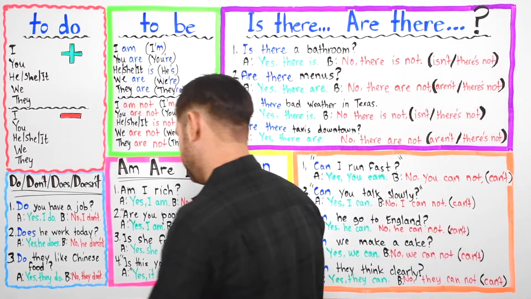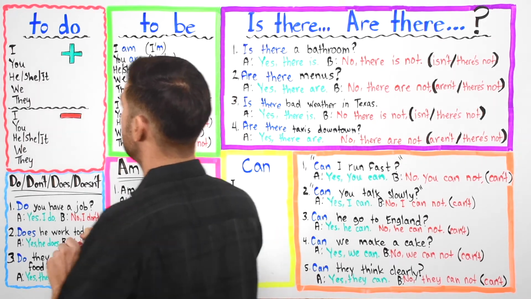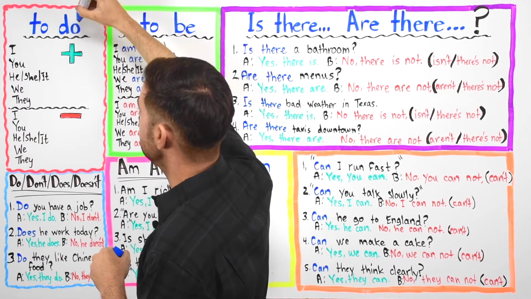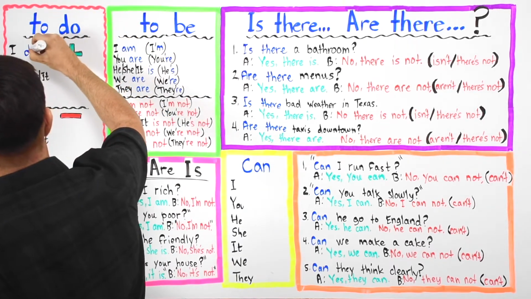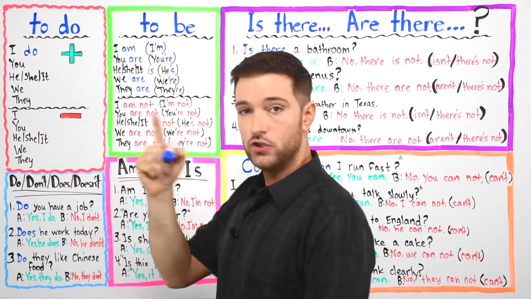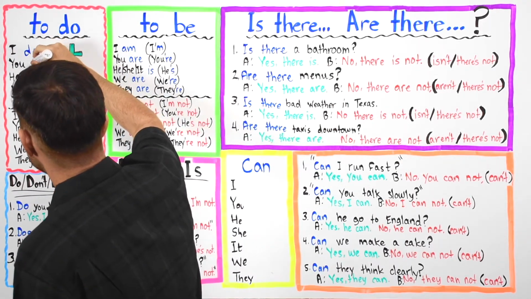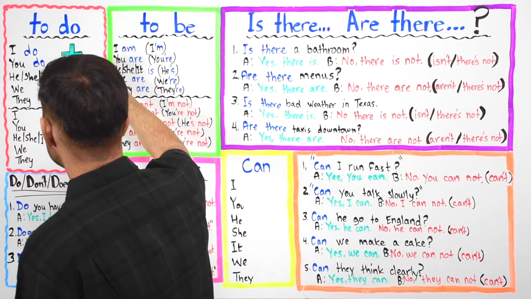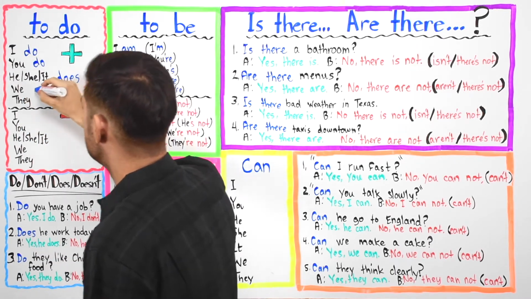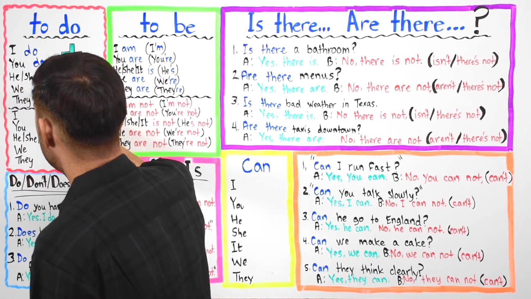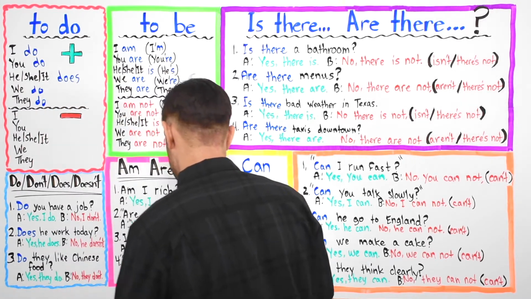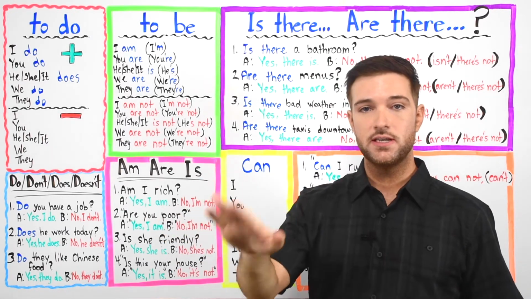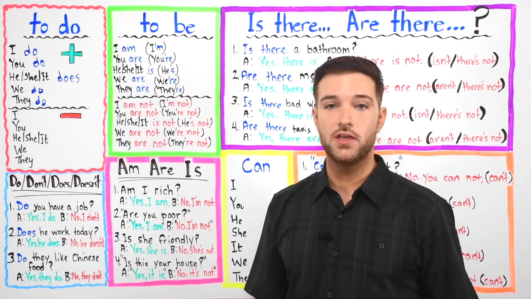Well, first of all, we have I do. Okay, so we're just going to take this part. We're going to take do and we're going to say I do. And then we're going to say you do, okay, with do, you do. He, she, it does, okay, D-O-E-S. We do, okay, we do, D-O, and they do. So, again, I do, you do, he does, she does, it does, we do, and they do.